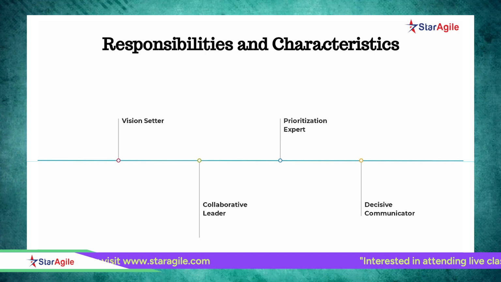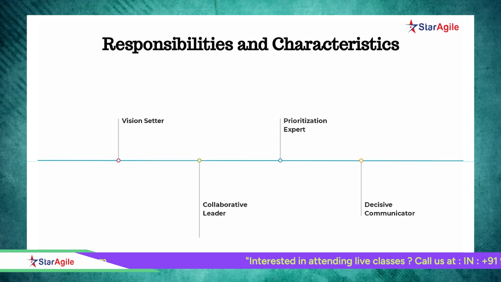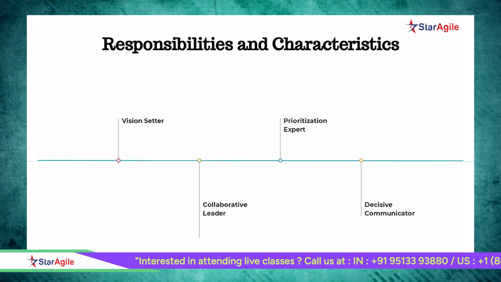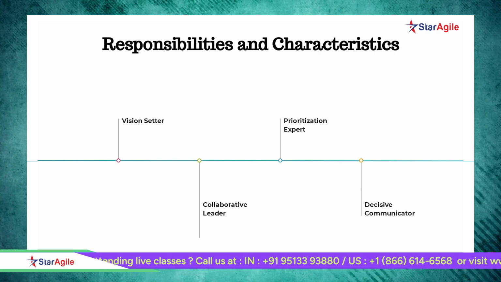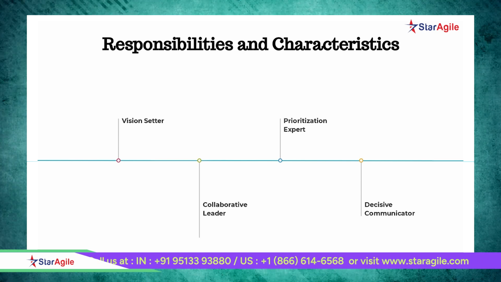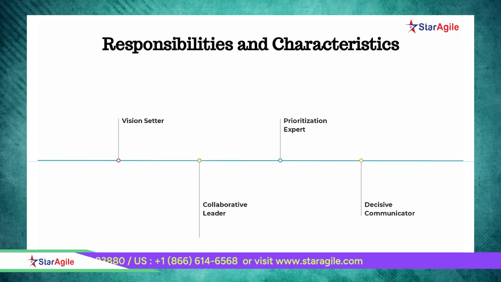The product owner addresses ambiguities and uncertainties in the product requirement or priorities by providing clear guidance and direction to the development team. There is a lot more to the role of product owner which is beyond the scope of this current course. And to know more, you are welcome to enroll in the Certified Scrum Product Owner course.